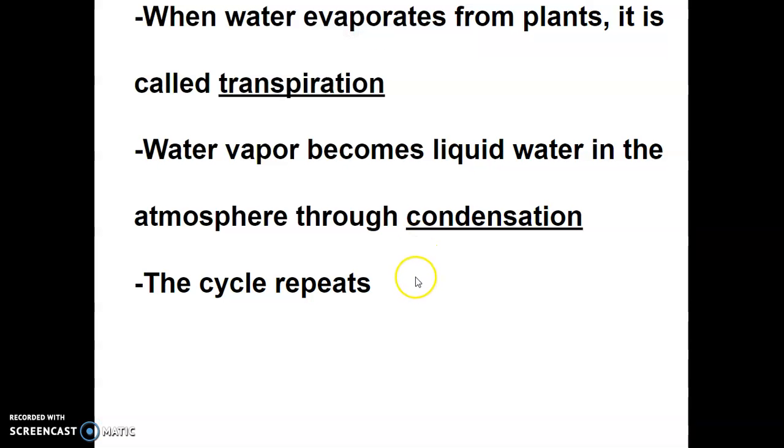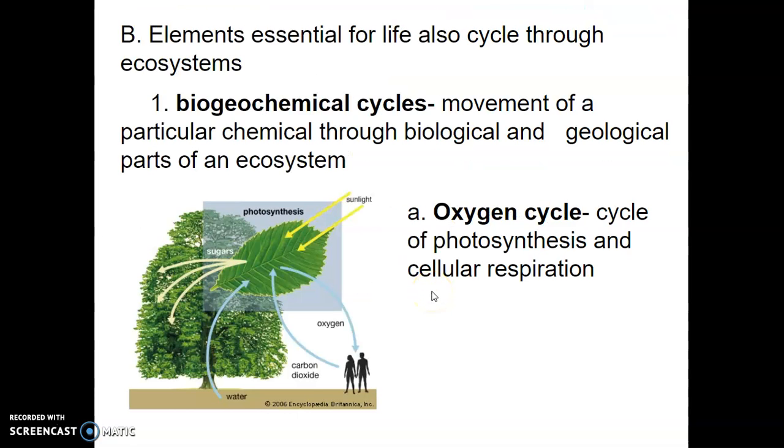All right, so the cycle repeats. Next, we've got what we call biogeochemical cycles, right? And that's just a fancy word for things other than the hydrologic cycle. Many elements that are essential for life cycle through ecosystems as well. We don't really notice it because it happens kind of out of our view, but these things happen.